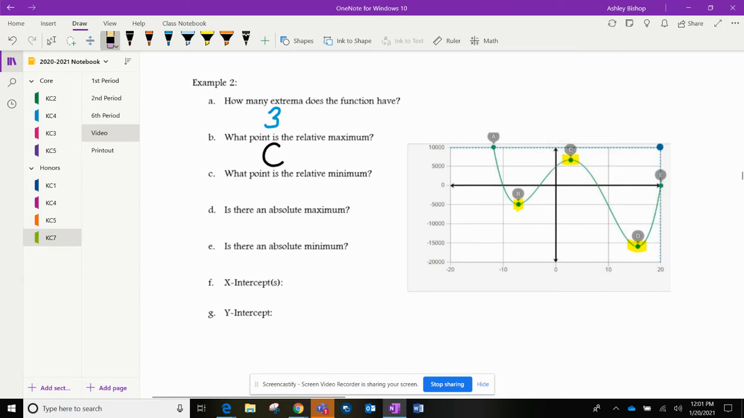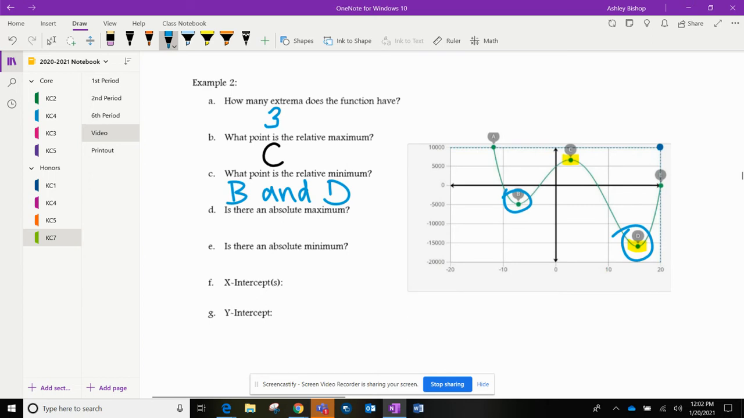But now it says what point is the relative minimum? I see 2 minimums. In this section of the graph, there's a minimum right here with B. So there's a minimum at B. And then in this section of the graph, there's a minimum at D. So points B and D are both relative minimums. Remember, there could be more than one of those.